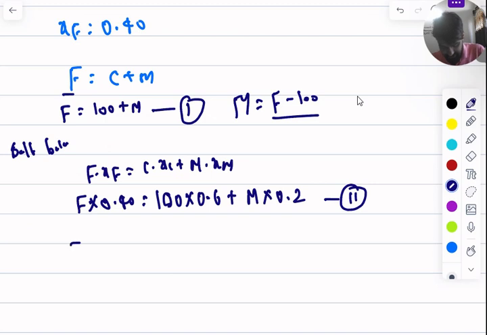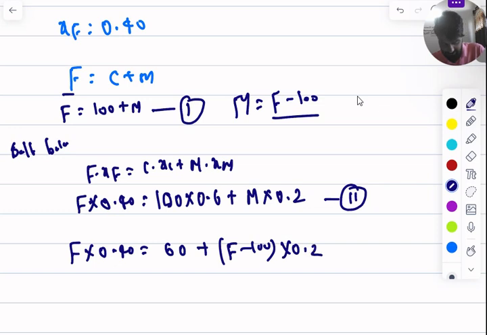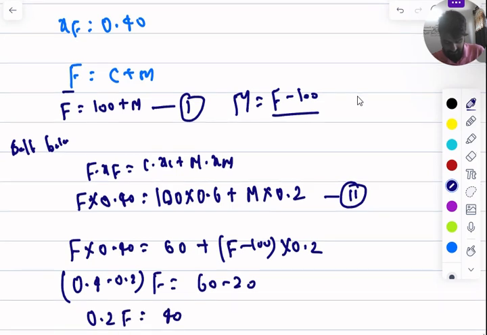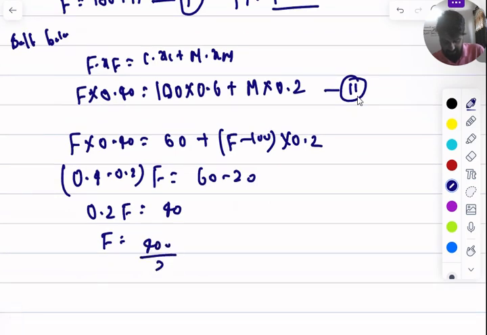Right. So, directly we can write now F into 0.40 that is equals to 60 plus (F minus 100) into 0.2. So (0.4 minus 0.2) into F that is equals to 60 minus 20. 0.2 F that is equals to 40. So F will be equals to how much? 40 divided by 0.2 that is equals to 200. So you have got feed flow rate is equals to 200.